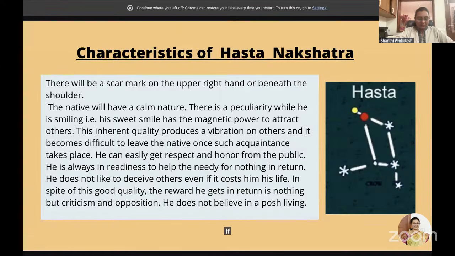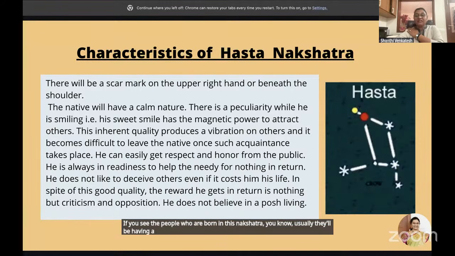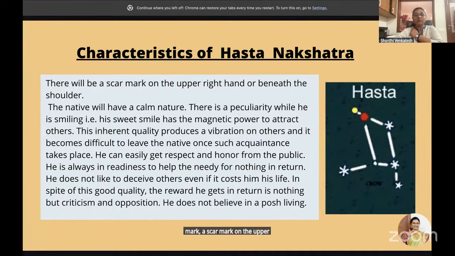If you see the people who are born in this nakshatra, usually they'll have a scar mark on the upper right hand or beneath the shoulder. So upper right hand or beneath the shoulder, you see some kind of a mark. So this is a nakshatra that is ruled by the moon. That's why people who are born in this nakshatra have a very calm nature. Very calm. They have a very sweet smile, a kind of magnetic power to attract others.